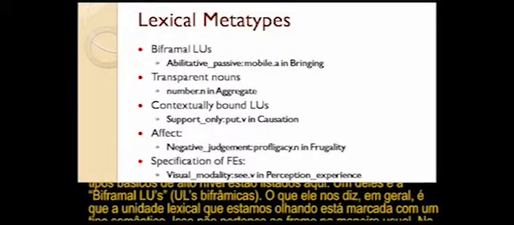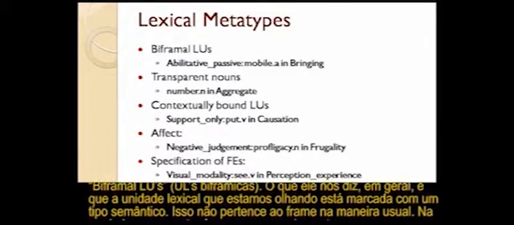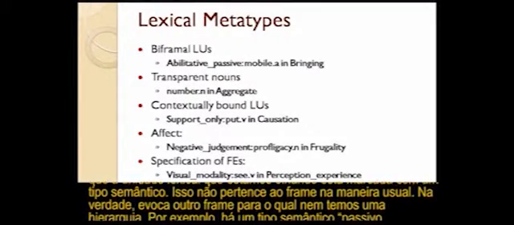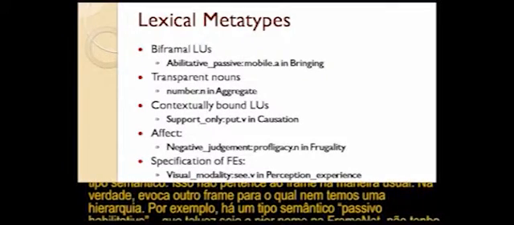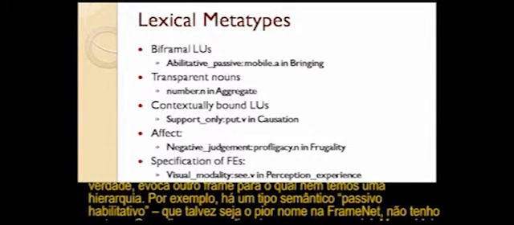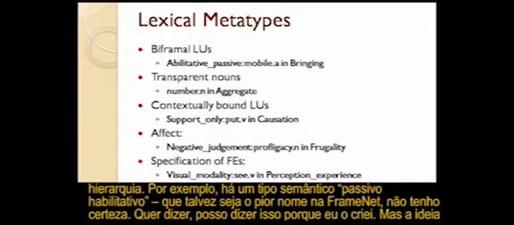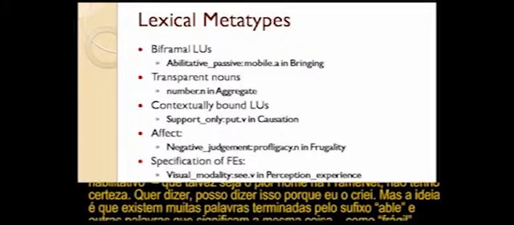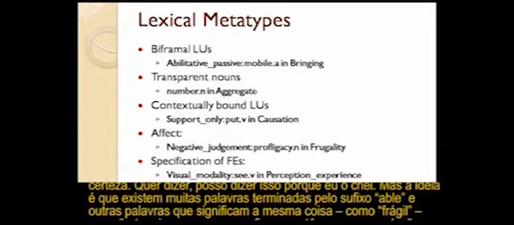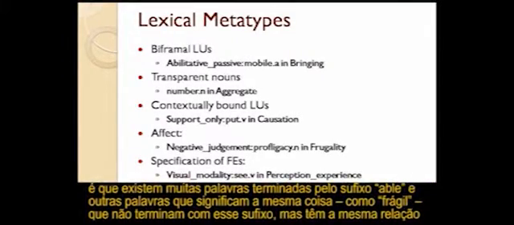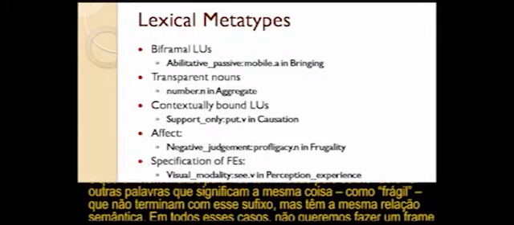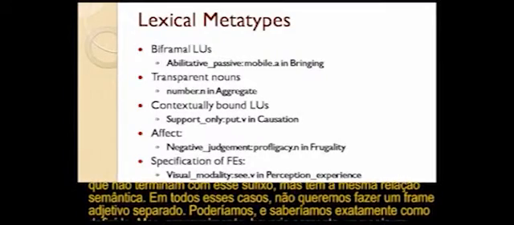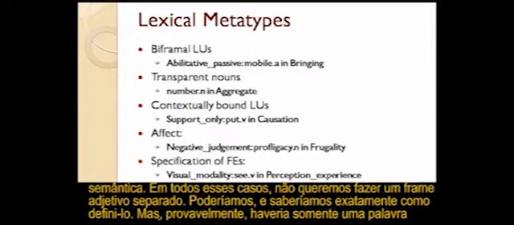One of them is biframal lexical unit. What that says in general is that the lexical unit you are looking at that is marked with this semantic type does not belong to the frame in the normal way. It actually evokes another frame that we don't even have in the hierarchy. So for example, there's a semantic type habilitative passive, which may be the worst name in FrameNet. I can say that because I came up with this one. The idea is that there are many, many words that end in the suffix able, and some other words that mean the same thing, like fragile, that don't end in the suffix, but they have the same semantic relationship. And in all those cases, we don't really want to make a separate adjective frame.